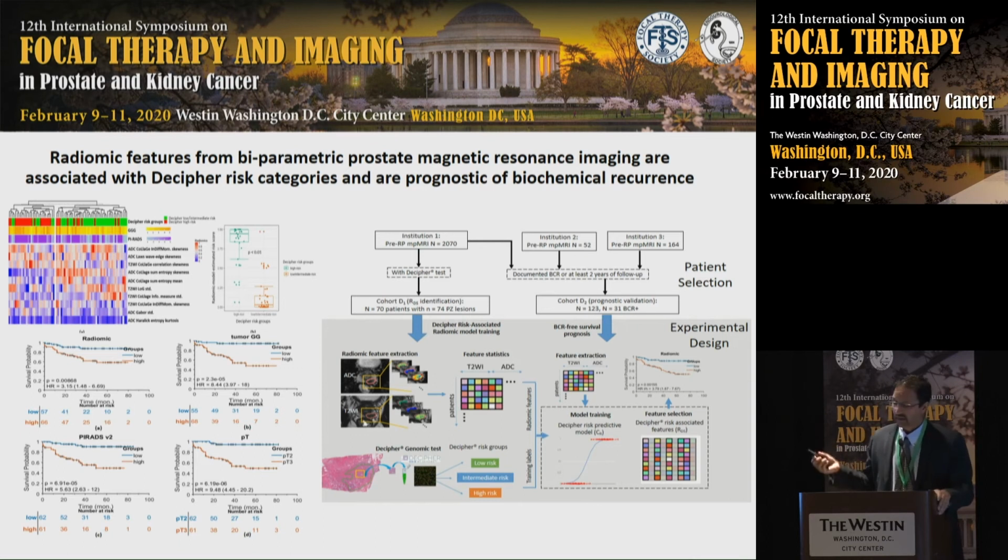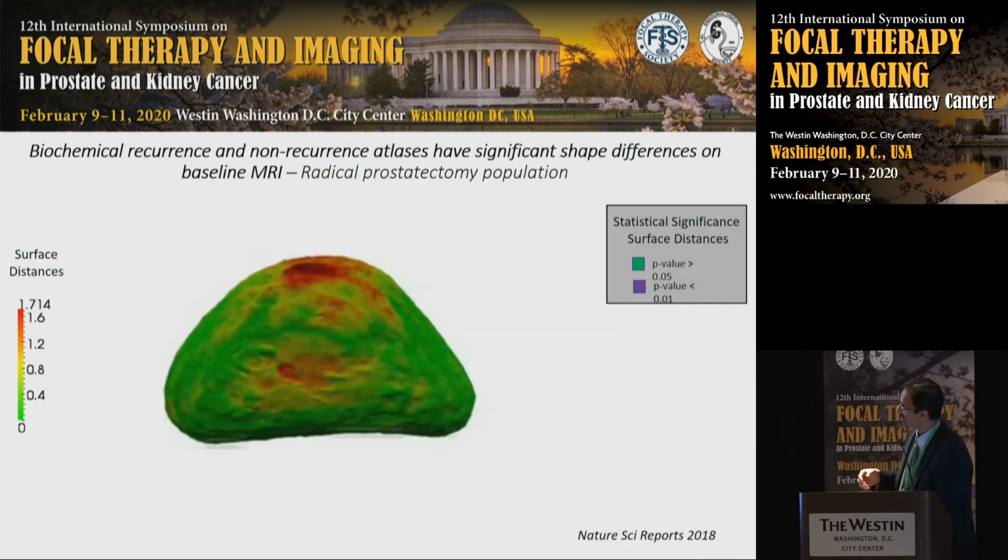And so this was an interesting observation because it goes back to the first slide I mentioned about the association of information across scales. So clearly what we're identifying on the imaging seems to have an association with what's happening at a molecular level, given that the Decipher test is a genomic-based test.